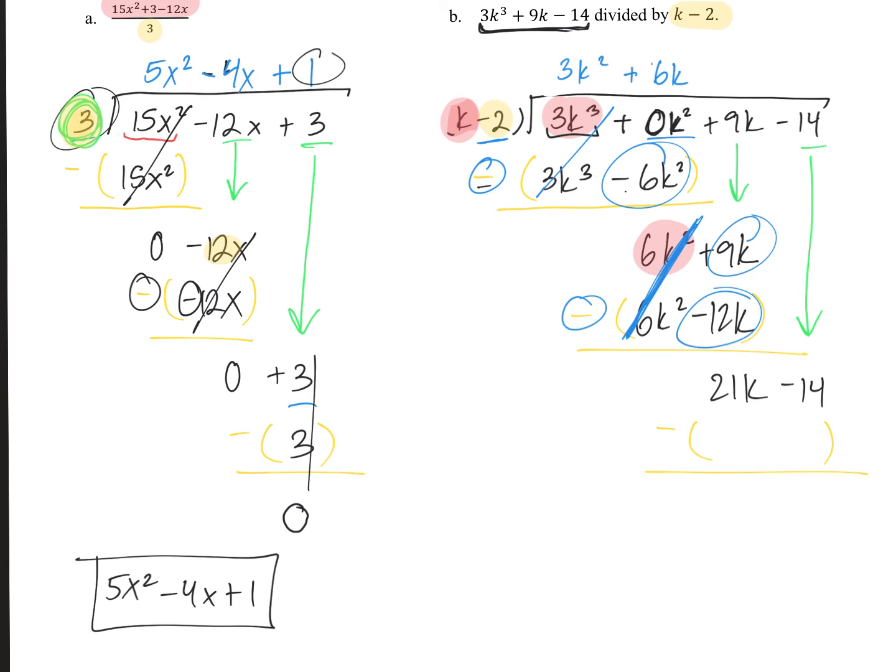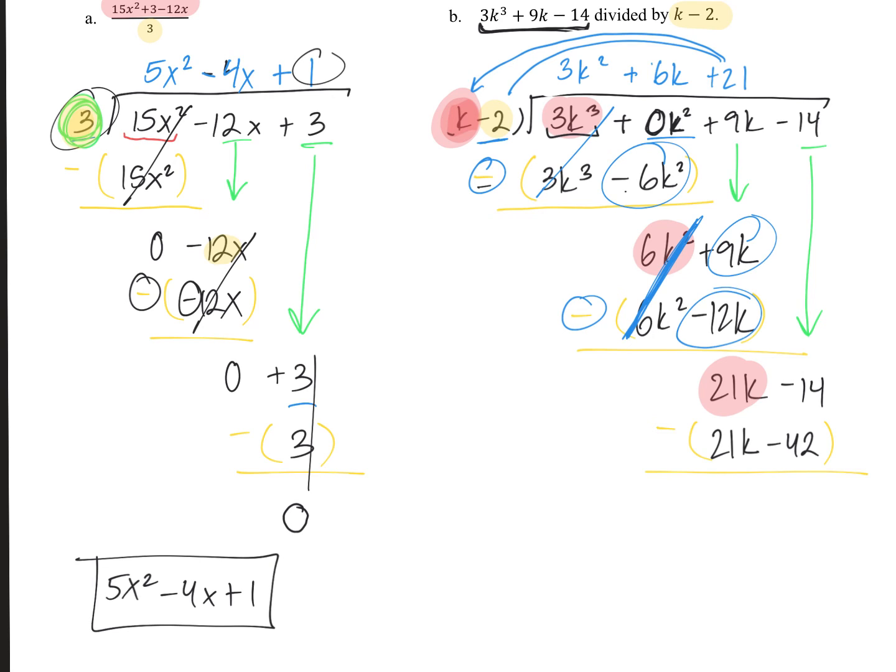What's the question now? The question is, what do I multiply k by to get positive 21k? Well, I'm not going to multiply it by 21k. I'll just multiply it by 21, because 21 times k will give me that 21k. All right, good. So we figured out it's 21. Then we'll do 21 times the negative 2. 21 times 2, that's going to be 42. So negative 42. All right, let's go ahead and do the subtractions.